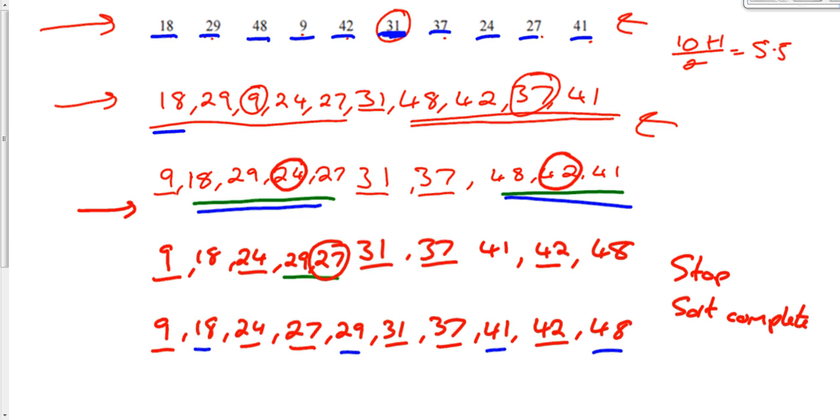When we get to the second subset, on the second pass, we've highlighted 9 as the pivot point. Then we read from this whole subset here, from left to right. So we read 18 first, then 29, then 24, and then 27. And we put them on either the left-hand side or the right-hand side of 9, whether or not it's bigger or smaller.